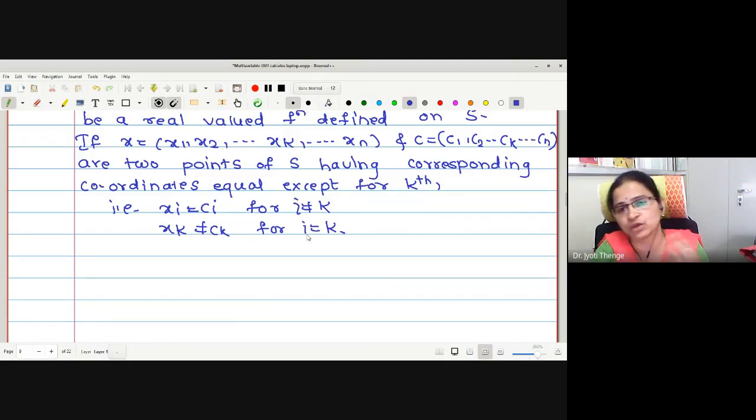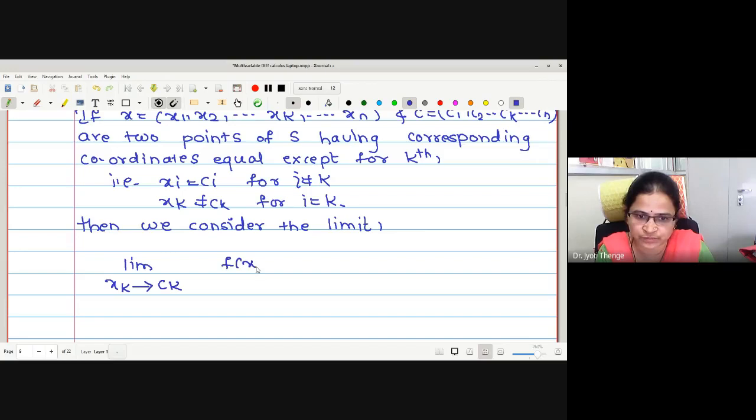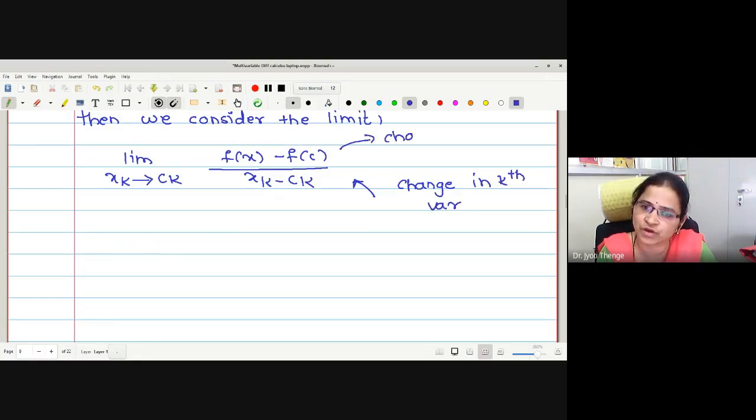Now with this we can observe only the change in the kth coordinate, all the rest of the coordinates are kept constant. Then we consider the limit. What limit should be considered? Limit xk to ck of f of x minus f of c divided by xk minus ck. Here, the denominator is the change in the kth variable only, and the numerator is the change in the function with respect to the kth variable. And whenever the limit exists, one can say this is the partial derivative with respect to the kth variable.